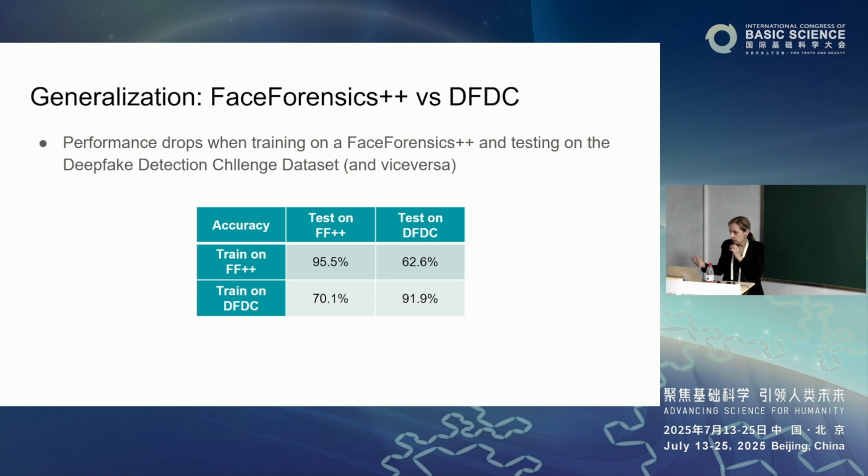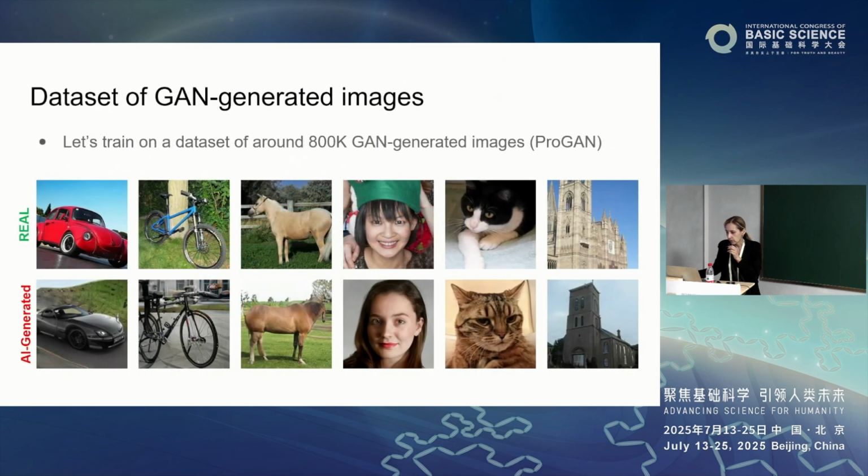Okay, so this problem can also be seen on images. If you have a dataset of generative adversarial network generated images, like this very popular dataset that was proposed by a team from Berkeley in 2020, it is a dataset where we have real images and the corresponding AI-generated images, generated using progressive growing GAN. And also in this case, we made some experiments.